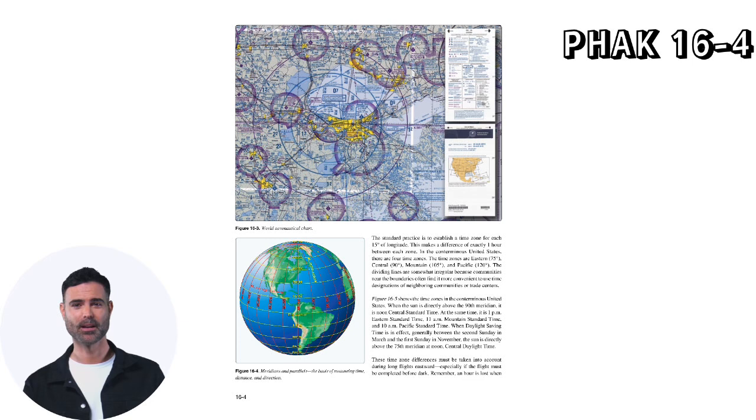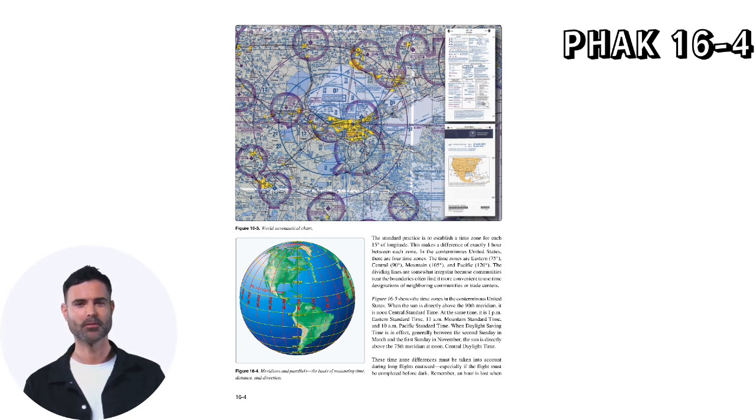When the sun is directly above the 90th meridian, it is 12 noon Central Standard Time. At the same time, it is 1 p.m. Eastern Standard Time, 11 a.m. Mountain Standard Time, and 10 a.m. Pacific Standard Time. When daylight saving time is in effect, generally between the second Sunday in March and the first Sunday in November, the sun is directly above the 75th meridian at noon Central Daylight Time.